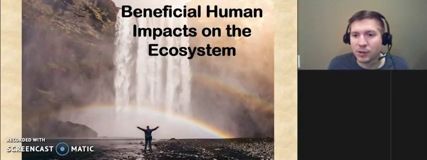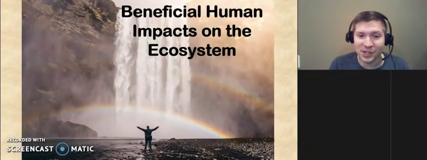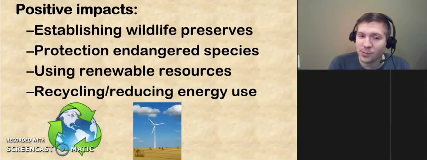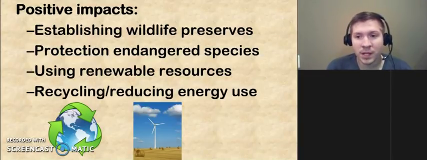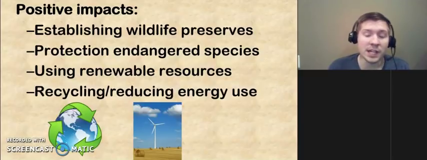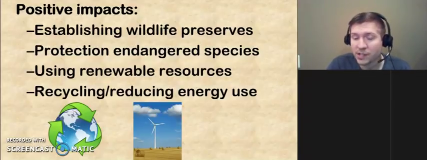Alright, before we close, I want to touch on a few of the beneficial human impacts because we do positive things for the environment as well. Some of them include establishing wildlife preserves, protecting areas of the planet, in other words. We also protect endangered species, try to keep species from going extinct. By using renewable resources, we reduce the impact of our energy use on the planet. And through recycling and reducing our energy use, we also can mitigate some of the damaging effects of our products and technology.